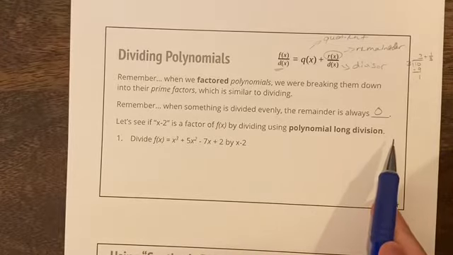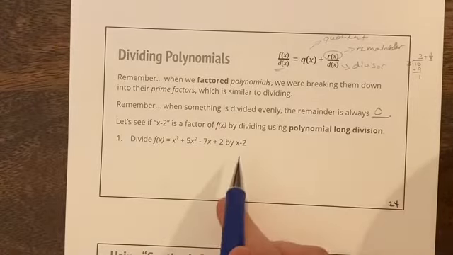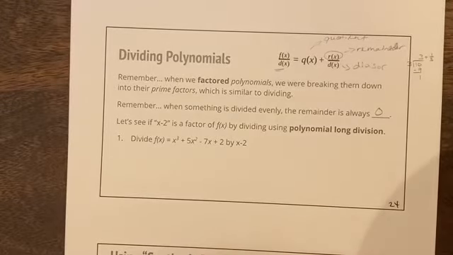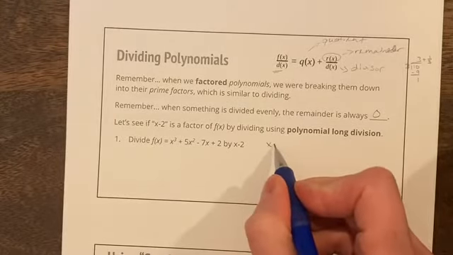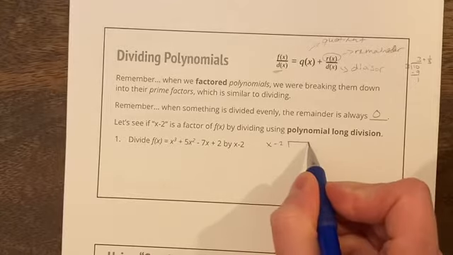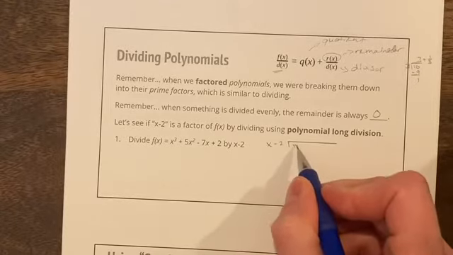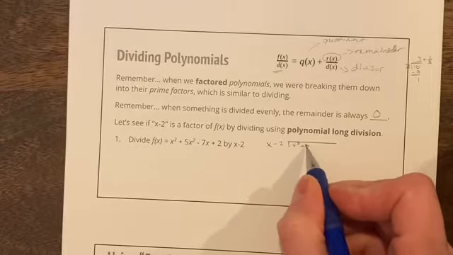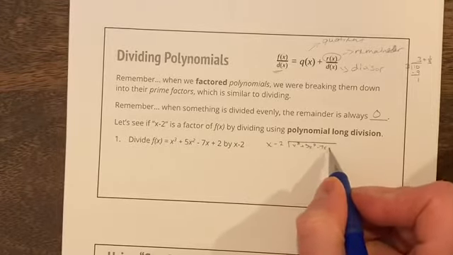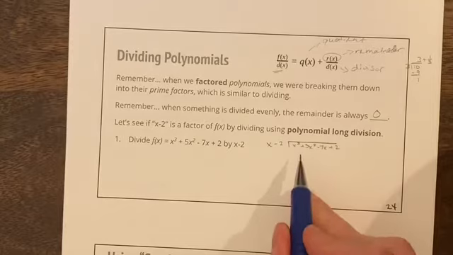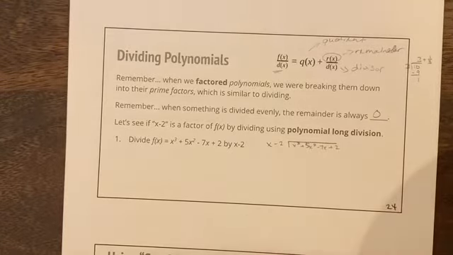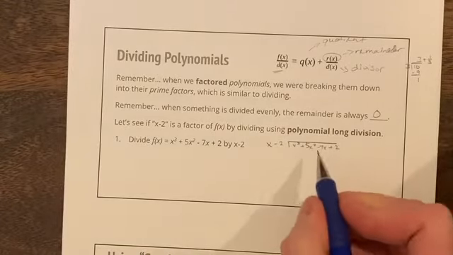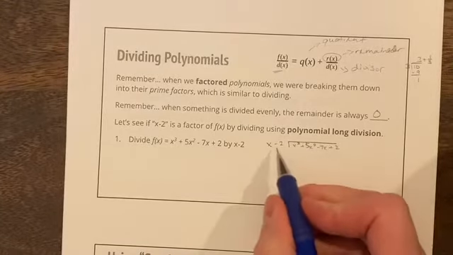So I'm going to show you what polynomial long division is. This one is the less favorable way of dividing. We're also going to use synthetic division today. So I'm going to write this just like I did the previous division problem, with x minus 2 as my divisor, and my other polynomial as what's called the dividend. So we have x to the third power plus 5x squared minus 7x plus 2.